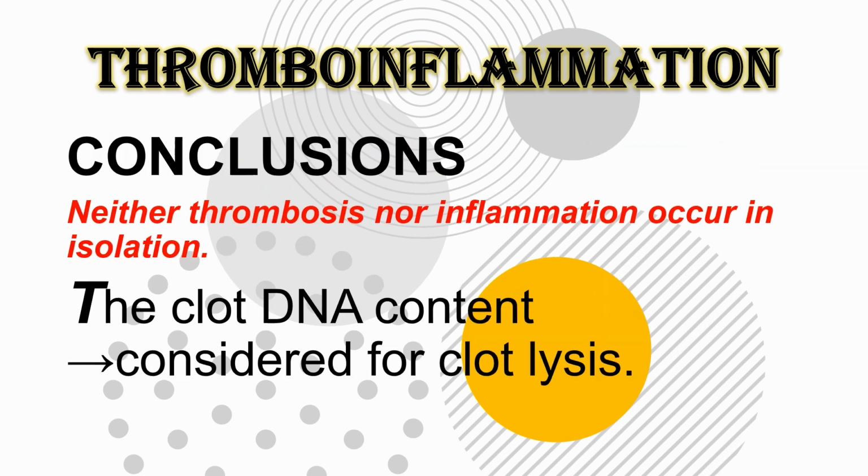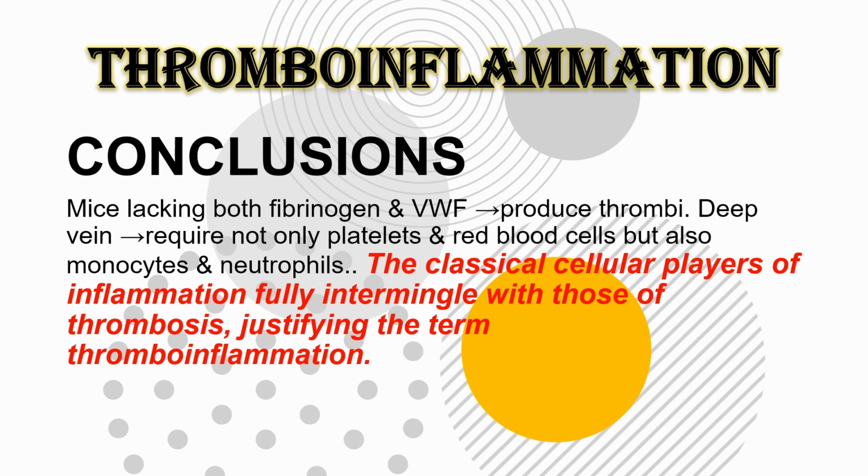So, as a conclusion, neither thrombosis nor inflammation occurs in isolation. They accompany each other. Clot formation is no longer understood to contain only cleaved fibrinogen and plasma proteins, and clot DNA content now has to be considered for clot lysis. Also, platelet plugs are far from being only platelets cross-linked by fibrinogen. And an interesting finding is that mice lacking both fibrinogen and von Willebrand factor were still able to produce thrombi after injury. Also, deep vein thrombosis requires not only platelets and red blood cells, but also monocytes and neutrophils. So the classical cellular layers of inflammation fully intermingle with those of thrombosis, justifying the term thromboinflammation.